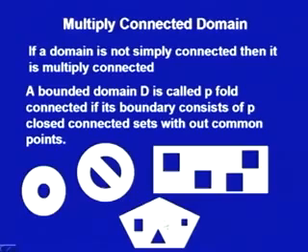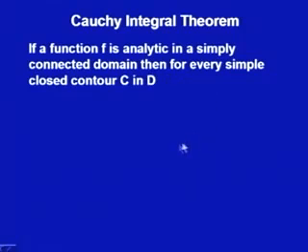Now, in reference to the simply connected domain, let us see, we have defined the Cauchy theorem, which says that for a simple closed contour, the integral of an analytic function will always be 0. So, now rewriting this theorem in a simply connected domain, we will call it the Cauchy integral theorem. If a function f is analytic in a simply connected domain D, then for every simple closed contour C in D, the integral along that closed contour C of f(z) is 0.